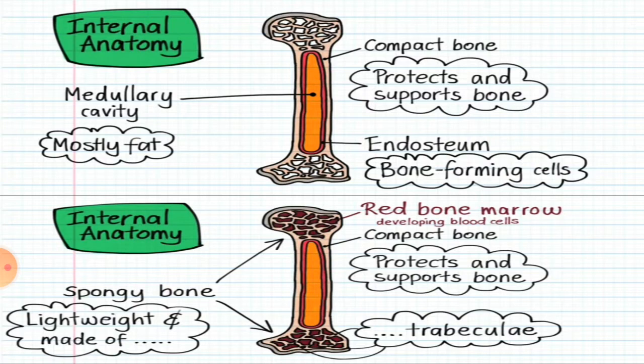In the lower image you can see the composition of epiphysis, and you can see that the epiphysis is composed of red bone marrow cells, and this is composed of spongy bone. So within the spongy bones you can find the red bone marrow cells, and we know that by function the red bone marrow cells are responsible for the process of erythropoiesis, which is the production of red blood cells. So the function of compact bone that we already know is to protect and support the bone, while the spongy bone is lightweight and it is made up of red bone marrows.